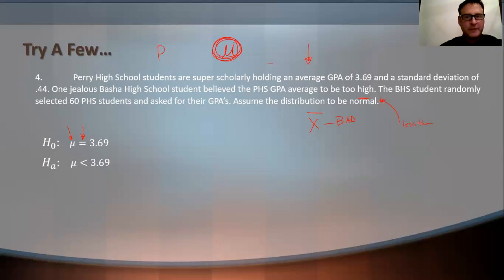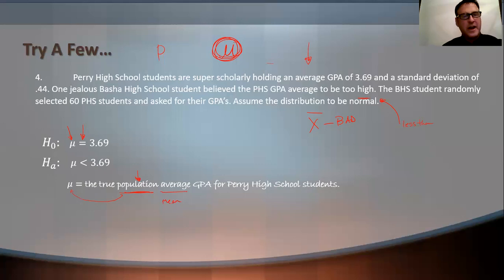And again, we will define mu, because it is an average, as the true population average GPA for Perry High School students. Again, we need to include the word average here. Using the word mean is certainly okay. And population is also strongly encouraged to be put there. We want to make sure that we identify that this is a population supporting this mu parameter symbol. All right, so that is it.